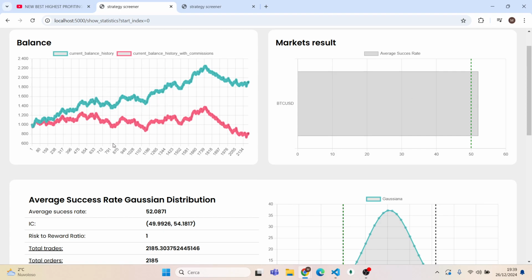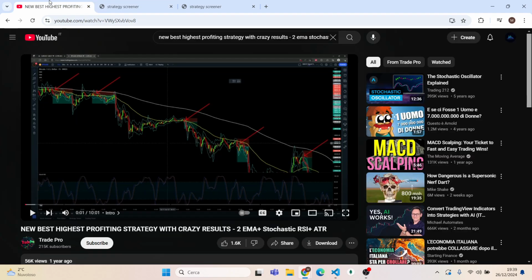So let's not waste any time and let's talk about the strategy. The strategy is called the new best highest profiting strategy from Trade Pro. I took inspiration from his video and adapted it for my backtesting software in order to improve it with statistical analysis and AI. So let me show you the settings of the strategy that I decided to implement.